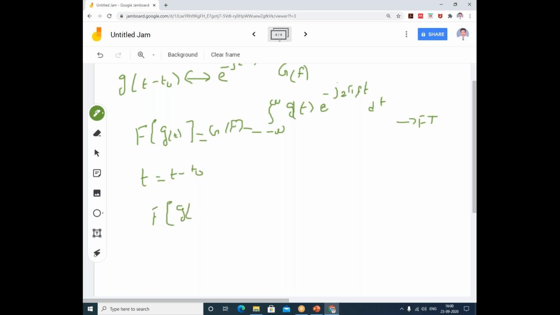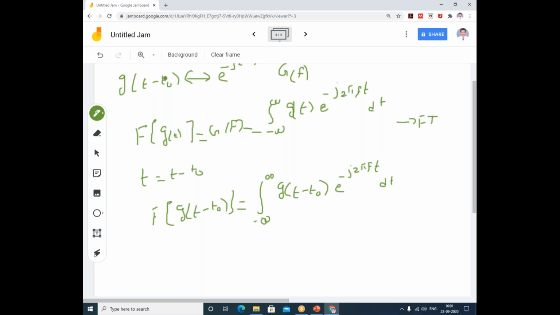g of t minus t naught, which you can't write as G of f. We need to see what the answer should be, which you can write as integral from minus infinity to plus infinity g of t minus t naught, in the place of g of t, times e power minus j 2 pi f t dt. That means I am only replacing t with t minus t naught.